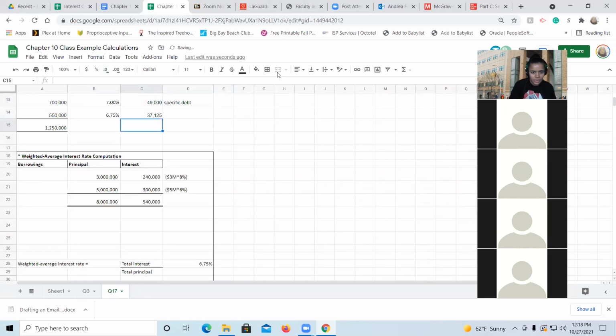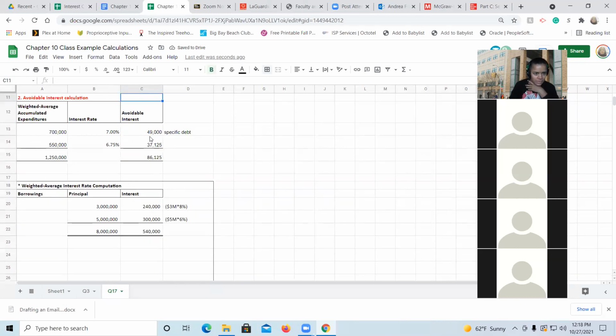37,125. Let me just format these so that we can see what these numbers actually are. All right, and so now we add these two together. 86,125. And that is known as avoidable interest, and we have to remember that we have to journalize the lower of the avoidable or the actual interest. Does anybody have questions on calculating this avoidable interest before we move on to the next step, which is you guys calculating actual interest?